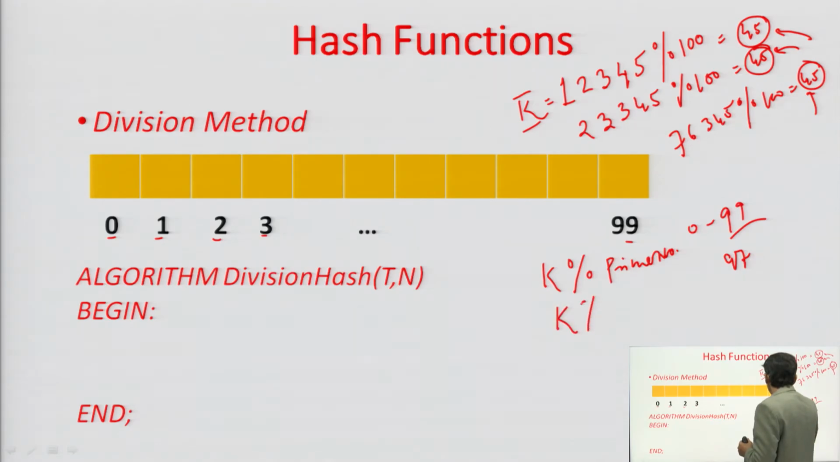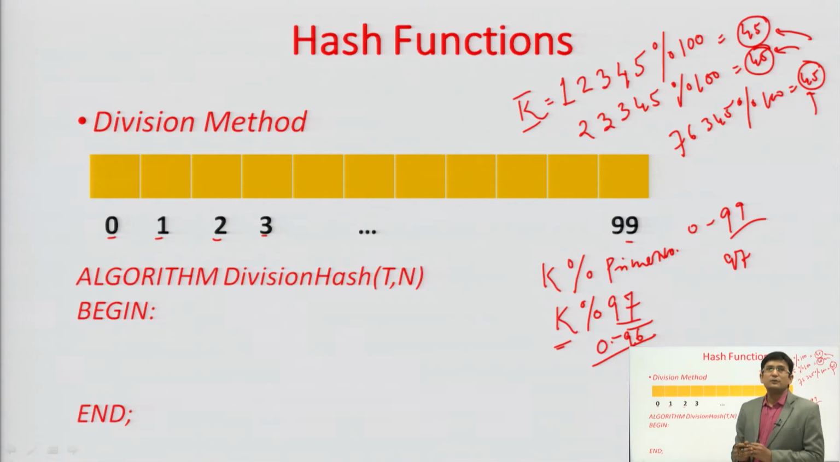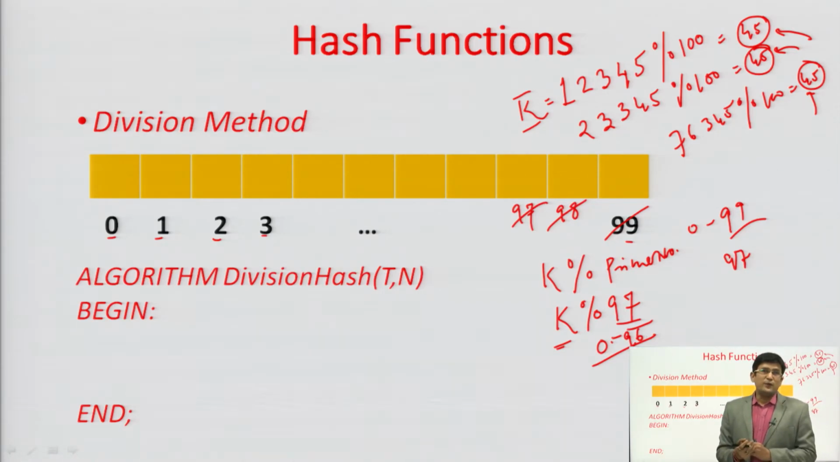If you take the modulus of key with this 97, then the locations that you will get will be from 0 to 96. Yes, there will be some wastage, the location numbers 97, 98 and 99 will get wasted. We can compromise with this much wastage, but we cannot compromise with the collisions. So, this is a good method by which you can find out the location of a number.